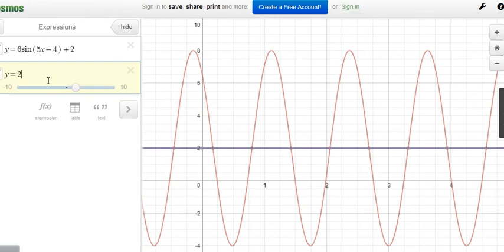Because now I can see, yeah, okay, that is in the middle, right? So 2 plus 6 is 8, right? We got a maximum of 8. 2 minus 6 is -4. We go down to -4. So we know our minimum and our maximum. Our start point.